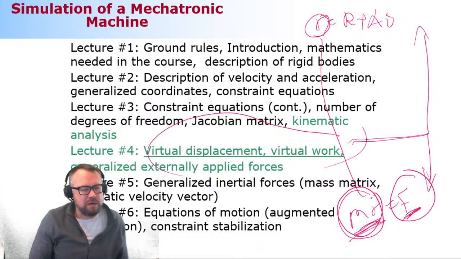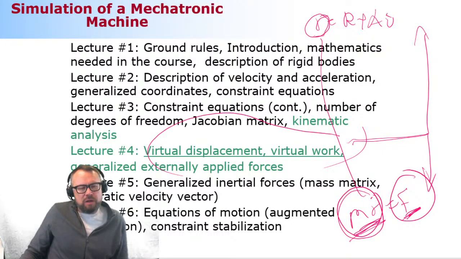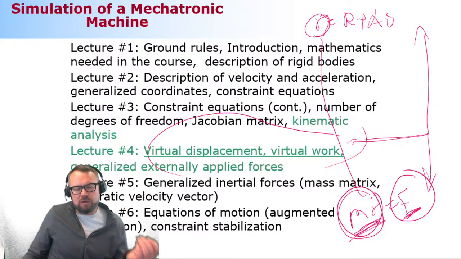We're going to spend a little bit of time today, or the remaining time, to give you an idea about the concept of virtual displacement and virtual work. I'm sure you have heard about virtual displacement and virtual work a number of times already in your bachelor level studies. You may think it is a concept that is easy to use, and it's actually not that easy to use. The mindset I would like you to have to understand the concept of virtual displacement and virtual work is that it's a mathematical tool.